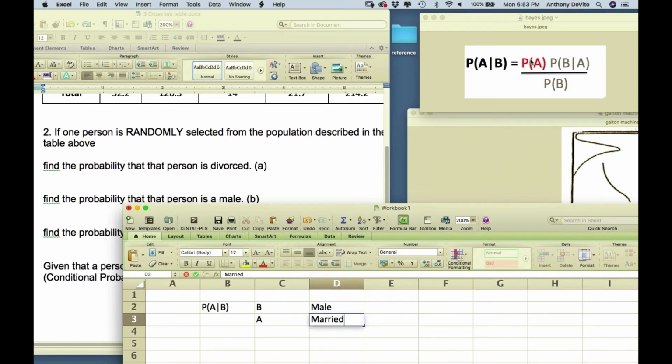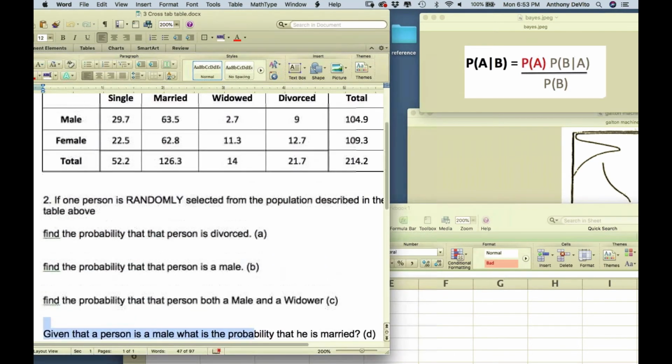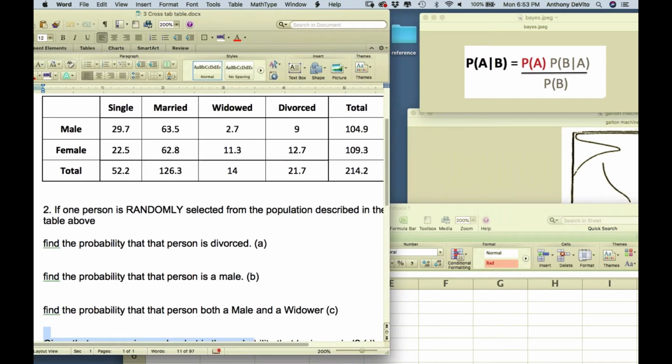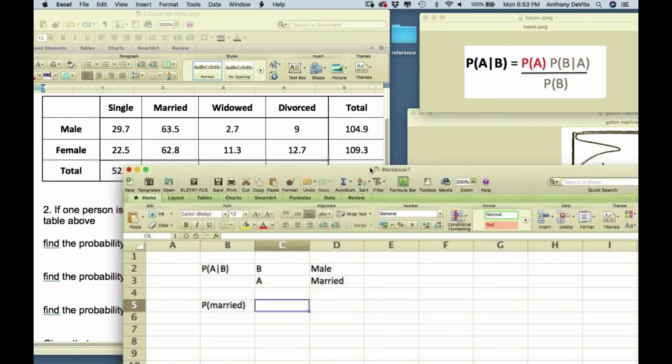So let's find out what we have here. What's the probability of A? Probability that he's married. That a person is married. What's the probability of being married in this population? How many people in this population are married? 126 over 214 equals 126 divided by 214. I'm rounding the numbers off. Okay, probability married. So now what else? What do we need next? Probability B. What's the probability he's male?